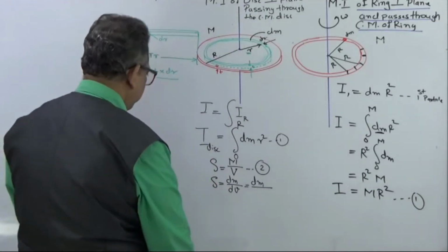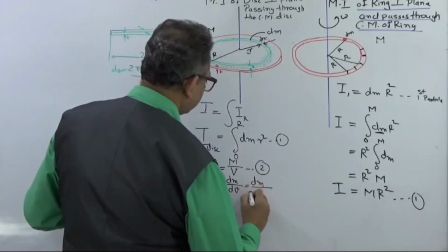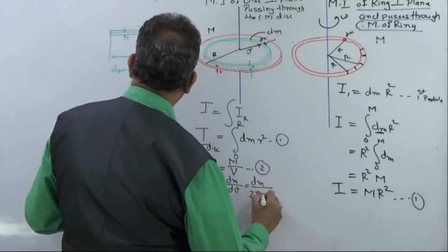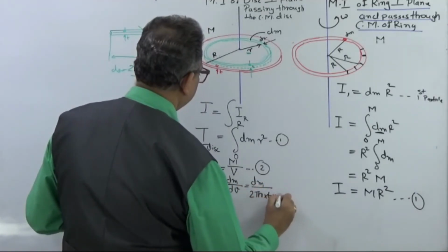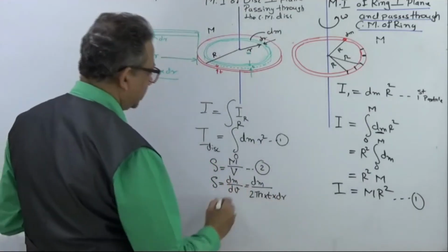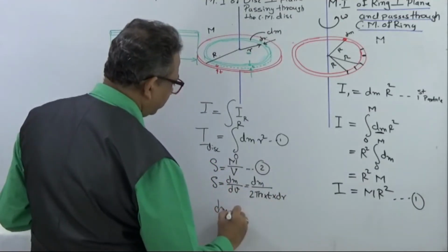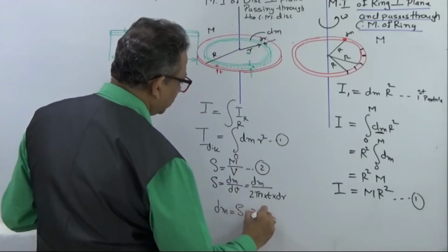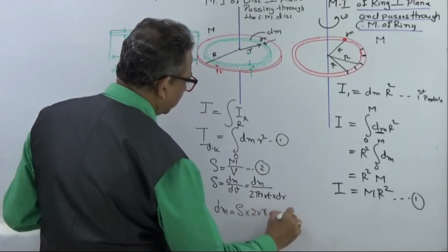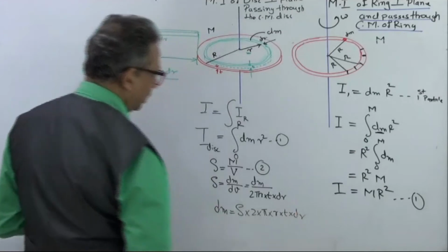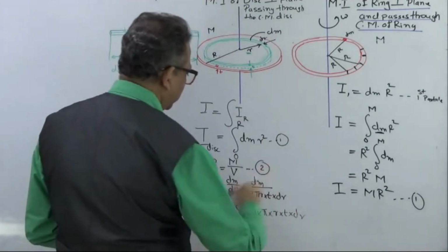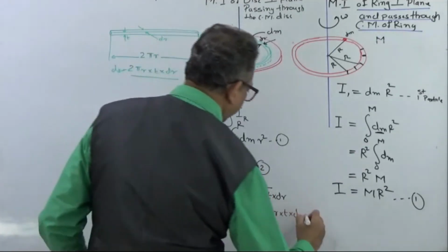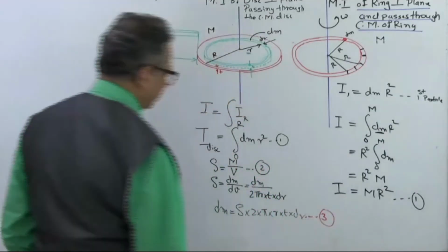Now the same volume I am going to use over here. So this volume will be now 2 pi r into t into dr, which gives me dm is equal to density into 2 into pi into r into t into dr. This is my relation. This is my relation 3.